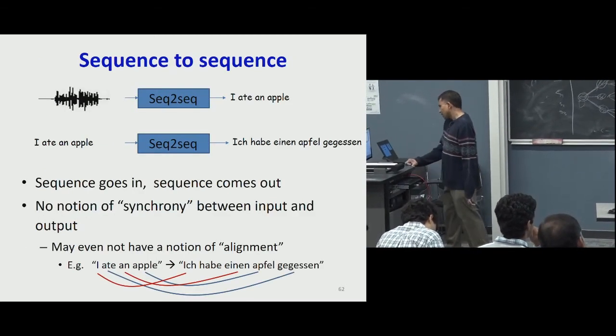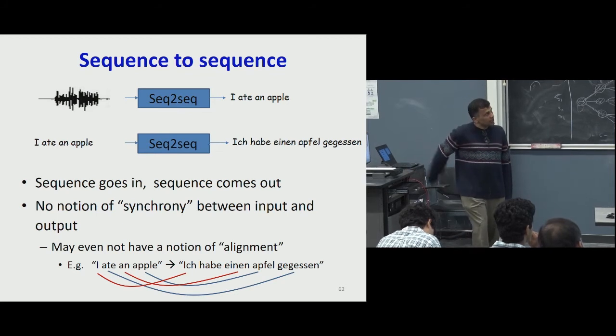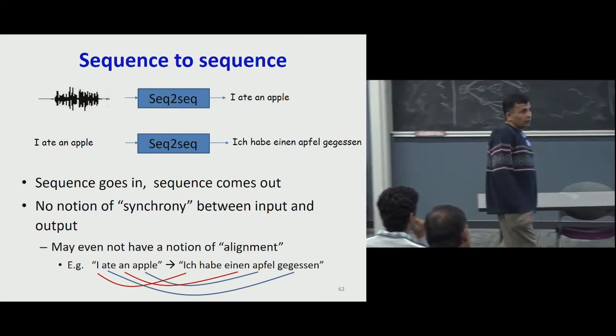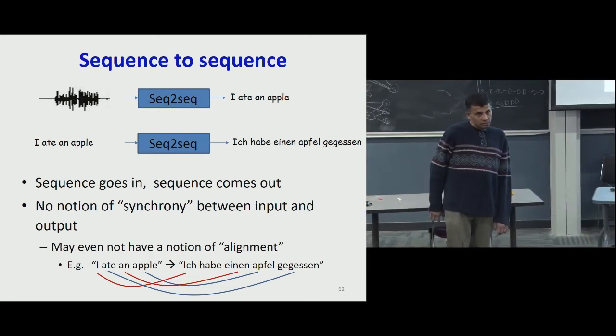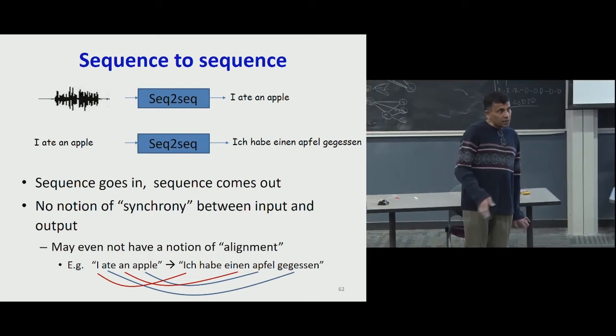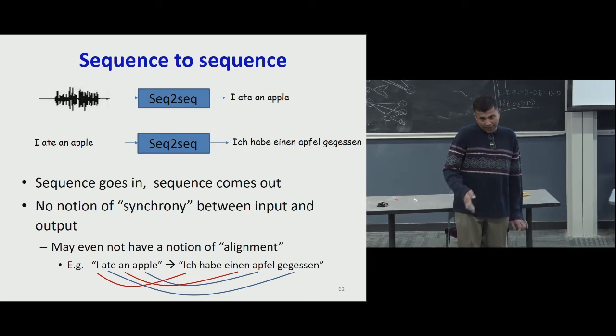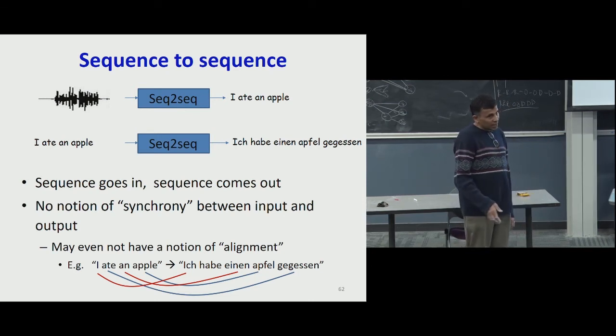So what we've seen so far is the first case where speech went in, and "I ate an apple" came out. The order of the output is distinctly related to the order of the input. The first portion of the input represents "I." The second portion of the input represents "ate," and so on.